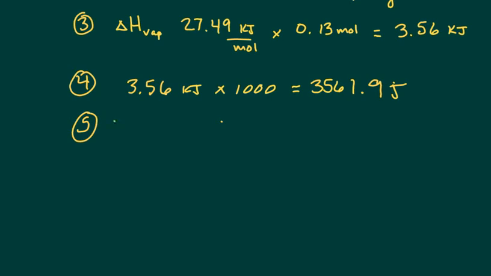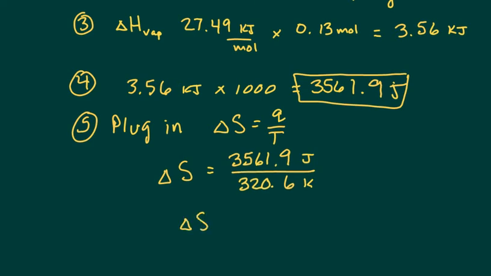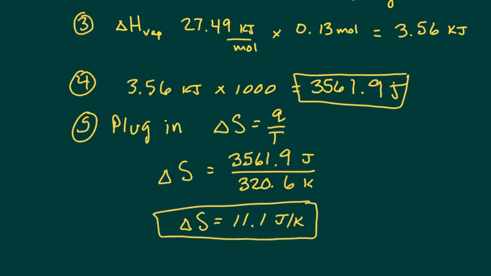Okay, so number 5 is going to be just to plug it in. So we have our delta S equals Q over T. This is now our Q. So we say our delta S equals 3561.9 joules over our temperature, which we found in step 1 to be 320.6 Kelvin, making our delta S equal to 11.1 joules per Kelvin. And we are done. Good luck studying.